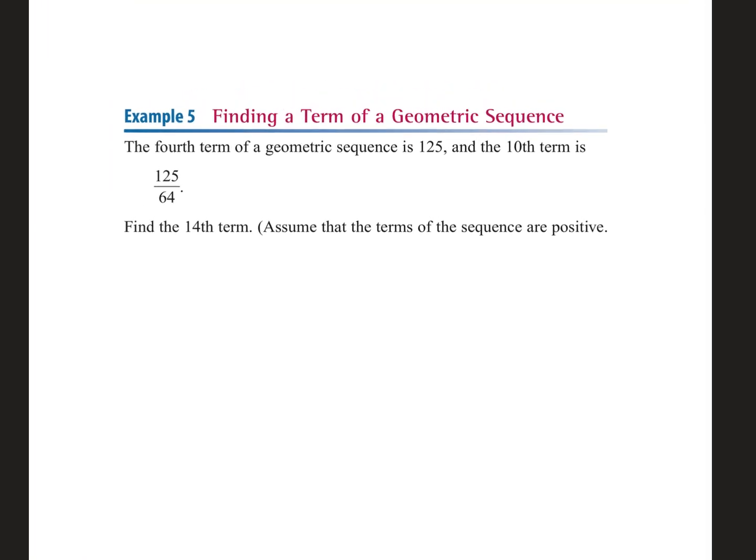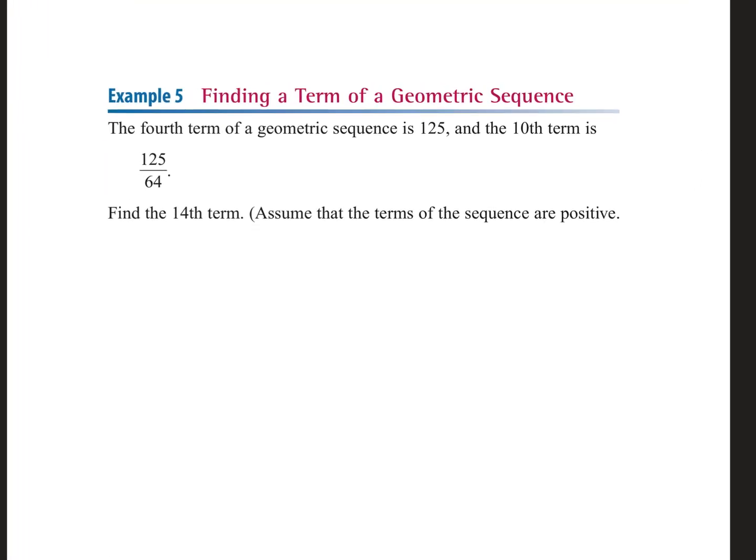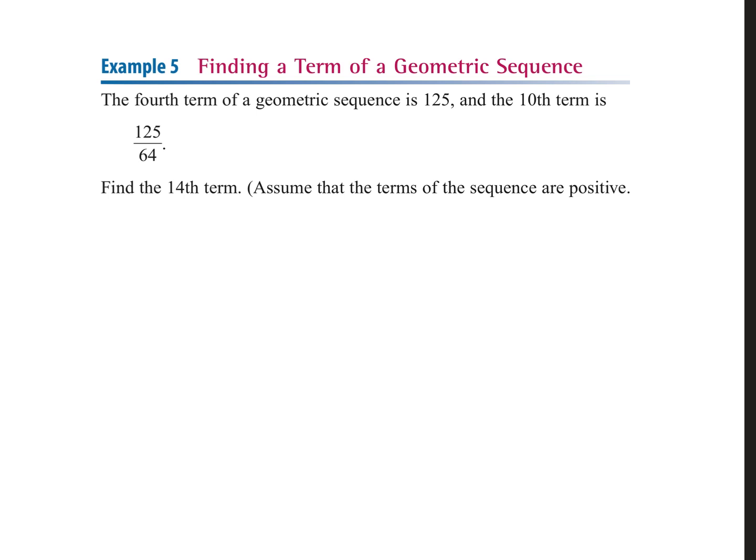Example 5. It says the 4th term of a geometric sequence is 125, and the 10th term is 125 divided by 64. Find the 14th term, assume that the terms of the sequence are positive. So this is one of those examples where it doesn't give us the first term and it doesn't give us the ratio. So we're going to use the formula to help us figure out what our ratio is first.